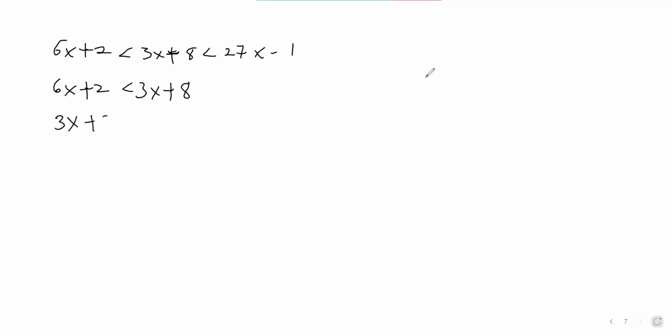6x plus 2 is less than 3x plus 8. We split them. If they are like that, we split them. We'll have 6x plus 2 is less than 3x plus 8. You solve this one first. And then we also split 3x plus 8 is less than 27x minus 1.